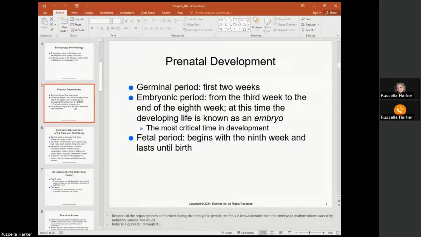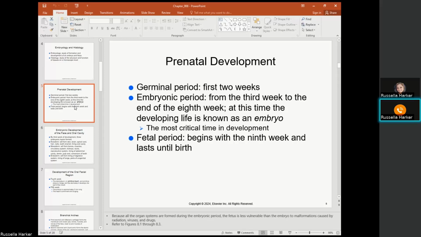With prenatal development, prenatal development is a process of growth and development within the womb throughout the stages before birth. So, the germinal period is the first 2 weeks, and then they move into the embryonic period. That's the 3rd week to the 8th week.